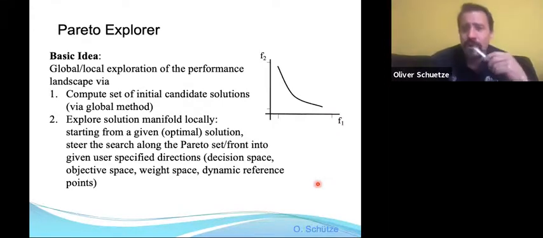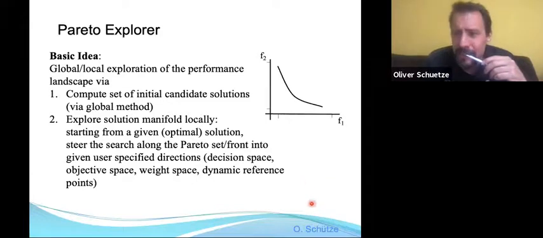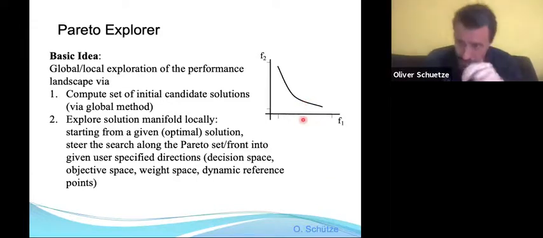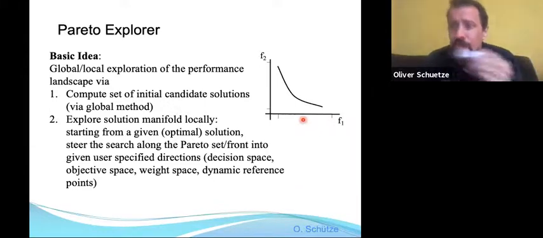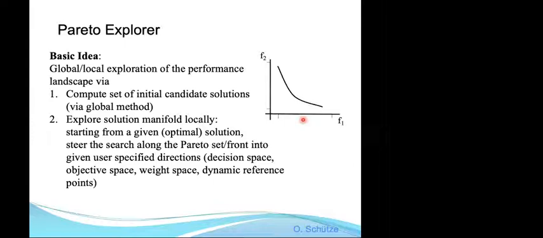So the Pareto Explorer, don't look at the text again, look at this figure. It's a 2-stage approach. So in the first stage, you do what you can do so far. You take your favorite evolutionary algorithm, you take your favorite reference point method.